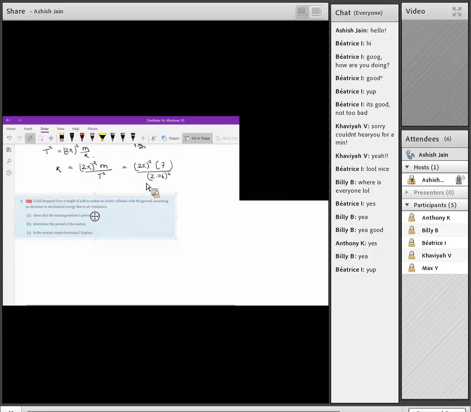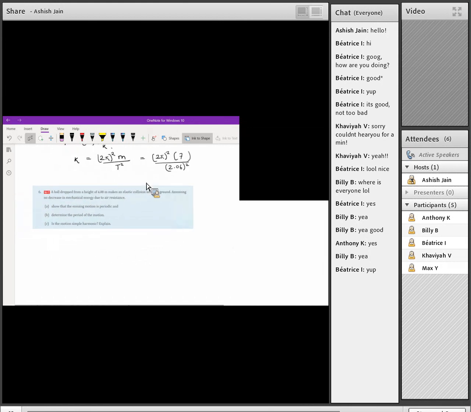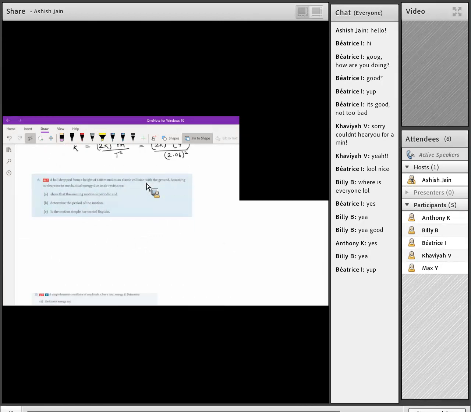The next question says, a ball dropped from the height of 4 meters makes an elastic collision with the ground. Assume no decrease in mechanical energy due to air resistance. Show that the ensuing motion is periodic, and determine the period of the motion. That's 3 parts. Let's see.